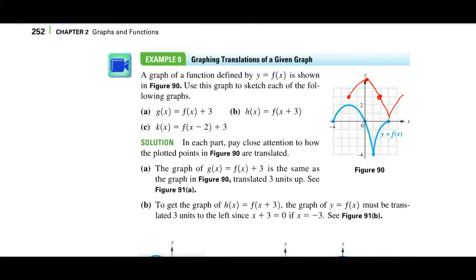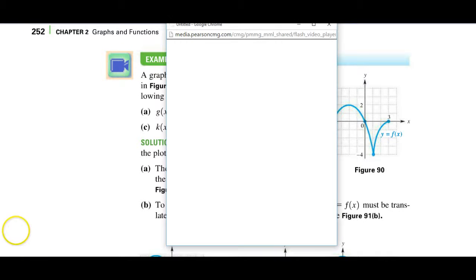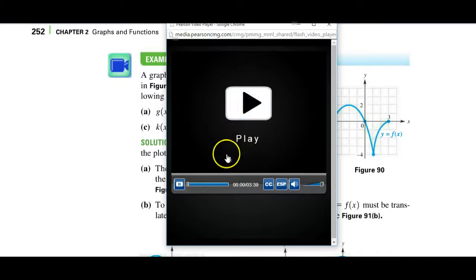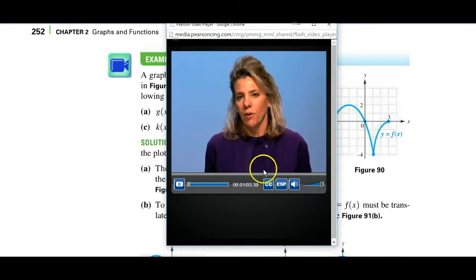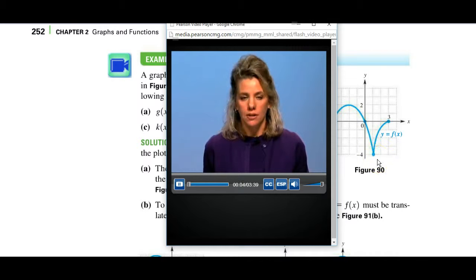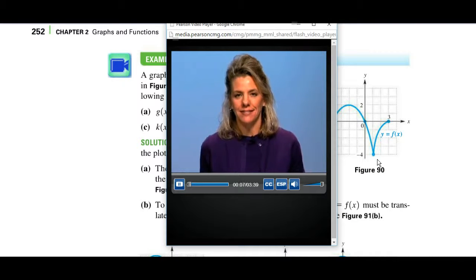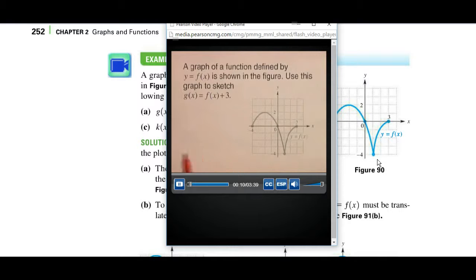And as I mentioned before, this was an indication that if you're in the online textbook, not the physical textbook, and you click there, it took a while for it to come up, but this is what comes up. Now for these next 3 problems, we will be graphing translations of a given graph of f of x. A graph of a function defined by y equals f of x is shown in the figure. Use this graph to sketch g of x equals f of x plus 3.